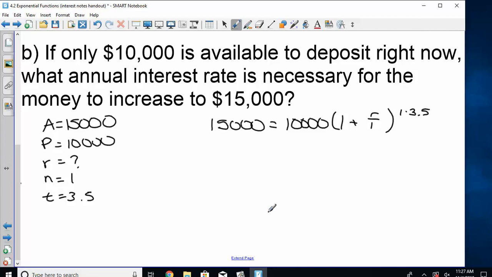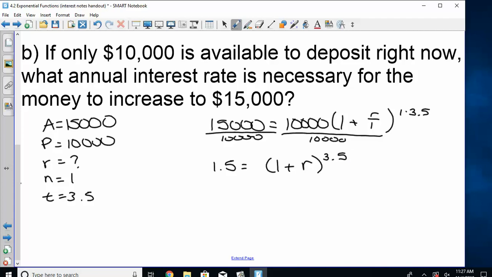Okay, this time we can do some simplifying. What would you have to do with that 10,000? Divide it over. What does that give you? 1.5 equals 1 plus R over 1, which is just R, to the 1 times 3.5 power.